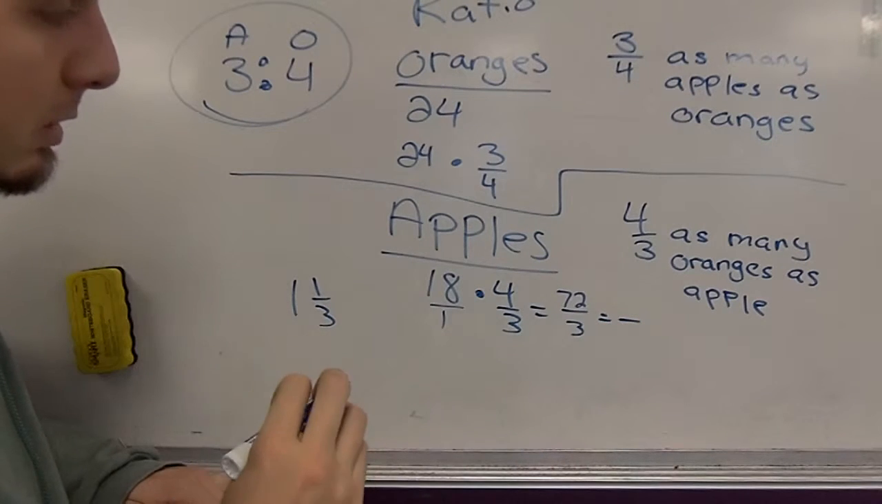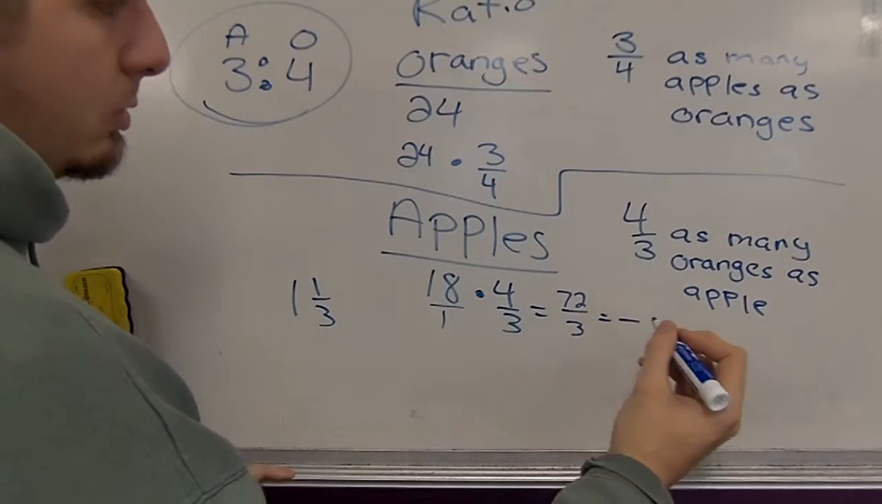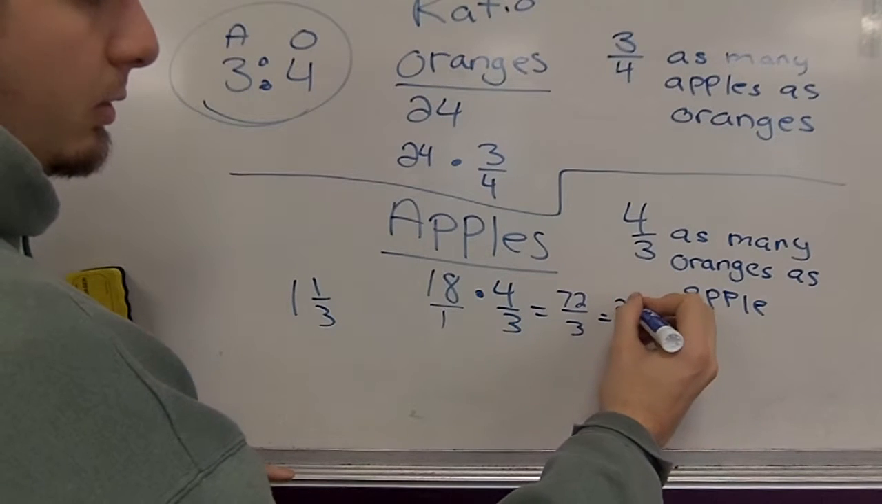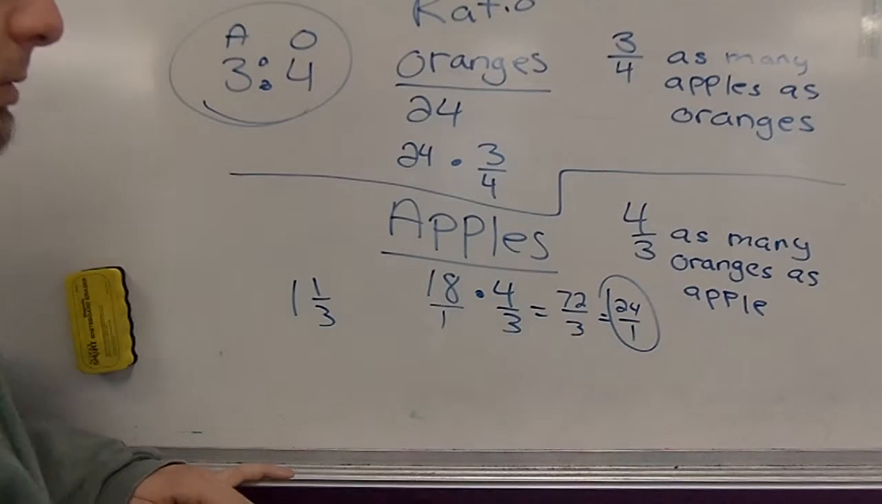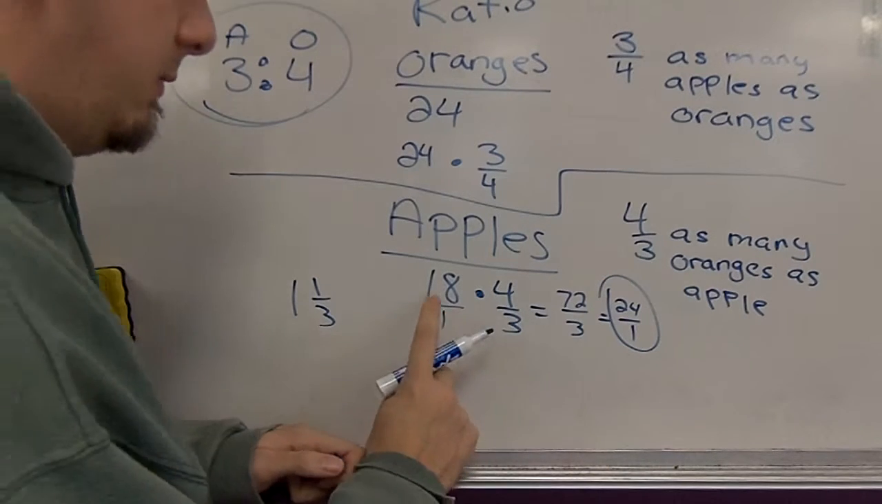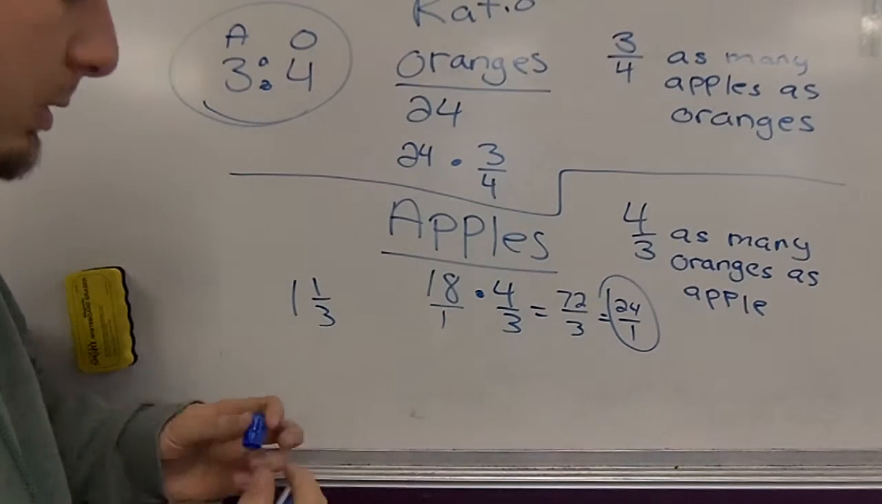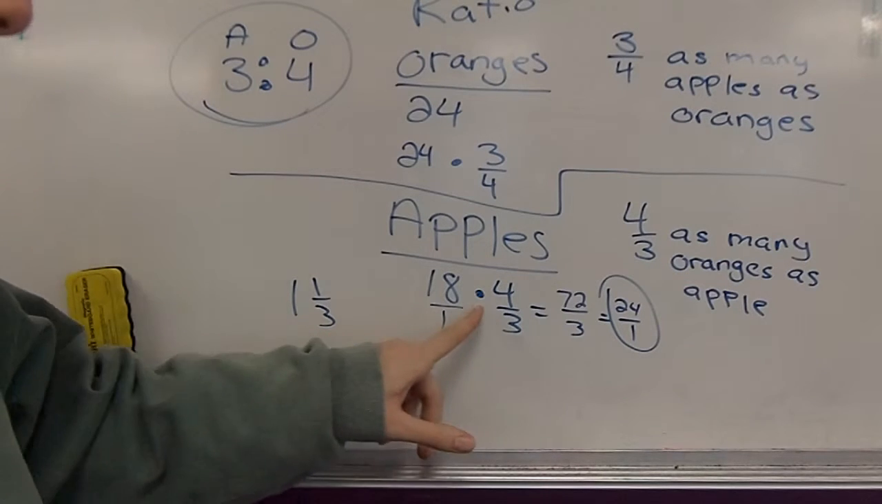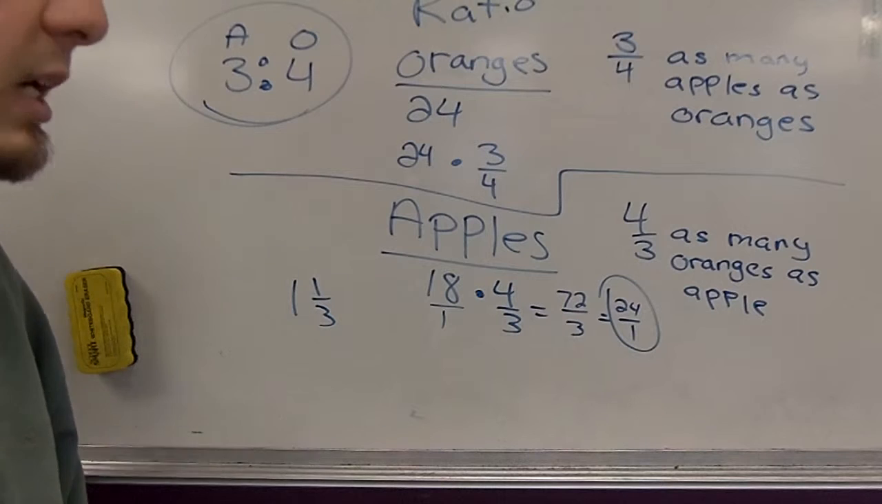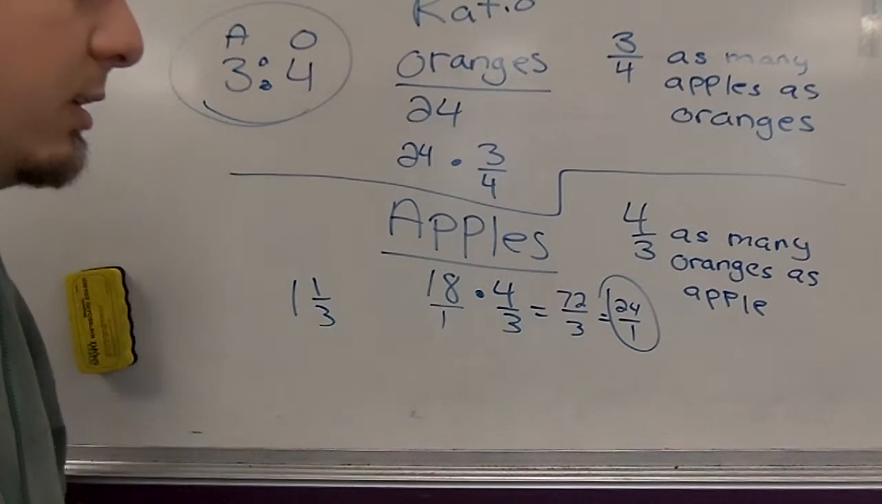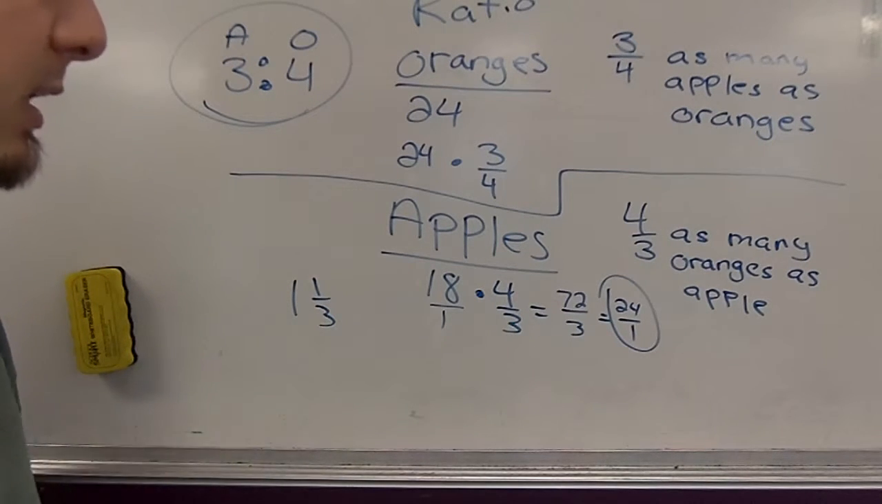So 24 over 1. So you know that if you have 18 apples, you have 24 oranges. Now, if you're not sure that you multiplied 18 by the right number, if you weren't sure whether you're supposed to multiply it by 4/3 or 3/4, here is a quick and easy way to check.